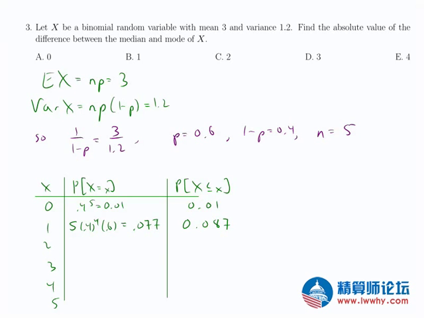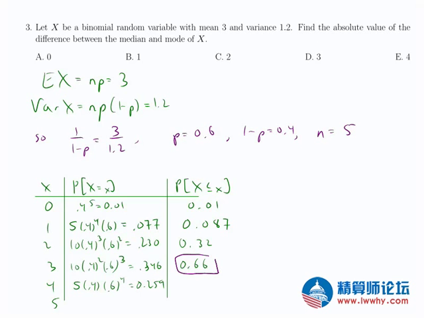Now I'm just going to keep on doing this. When I keep on doing this, I fill in a couple more rows. The first time the probability x is less than or equal to x is bigger than 1/2 is when x equals 3. So I'm actually going to stop computing the third column there once I've gotten bigger than 1/2. And so I see that my median has to be equal to 3.